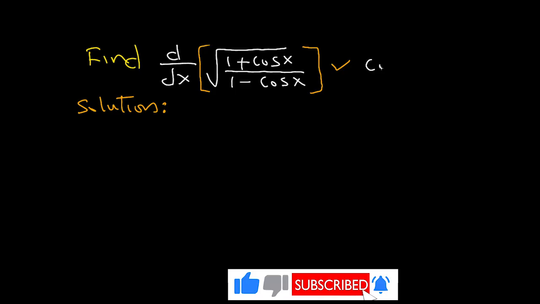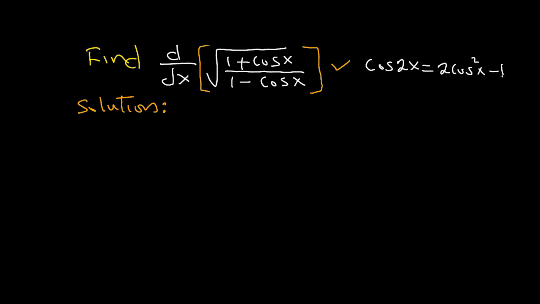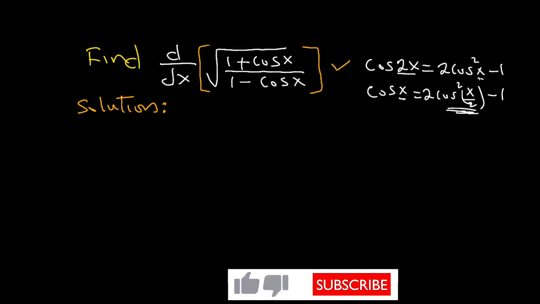To start, cos 2x is equal to 2 cos squared x minus 1. And then cos x is also equal to 2 cos squared (x over 2) minus 1. So this is a half angle. When you have a single angle here, you're going to have half of the angle. When you have a double angle here, you're going to have half of that double angle. Okay, so we're going to use this second identity.